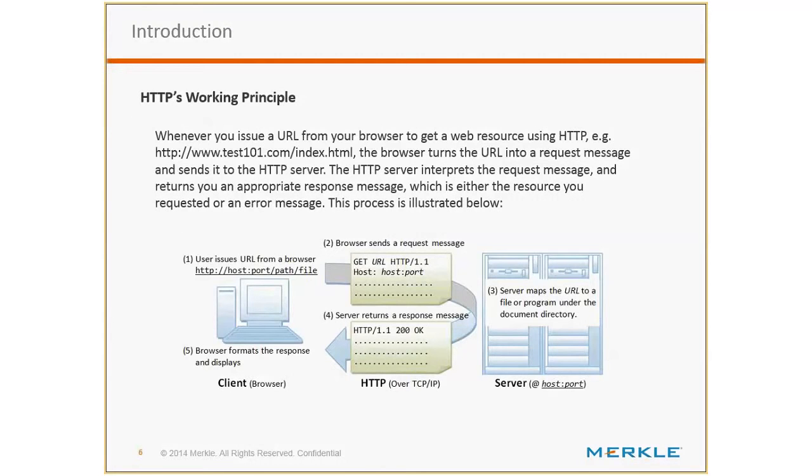How is HTTP working? Whenever you issue a URL from your browser to get a web resource using HTTP, the browser will turn the URL into a request message and send it to the HTTP server. Then the HTTP server will interpret the request message and return you a response message, which is either the resource you requested or an error message.